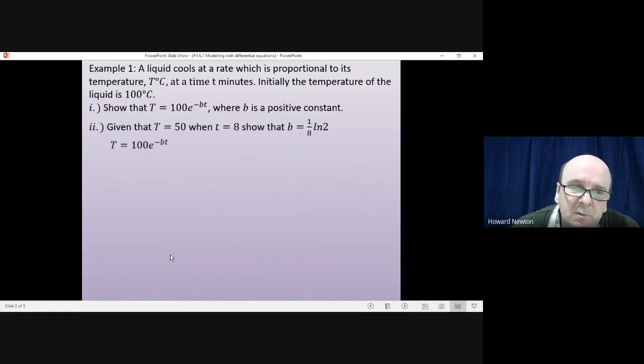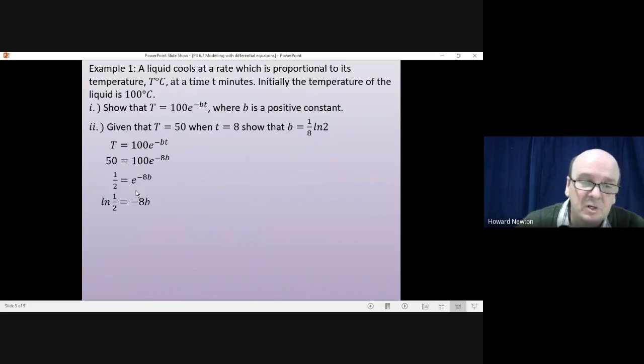Okay, let's have a look. So that's the equation that we have, and we're substituting in T equals 50, the temperature is 50 degrees centigrade, and little t is 8 minutes. Dividing by 100 gives us a half is equal to e to the minus 8b. Now, in order to solve this equation, we need to take log of both sides. It's the standard method for solving an equation where the power is the unknown. And given that we have e here, we'll do ln of both sides. And that gives us log of a half, and the ln and the e cancel each other out. And that gives us minus 8b here.